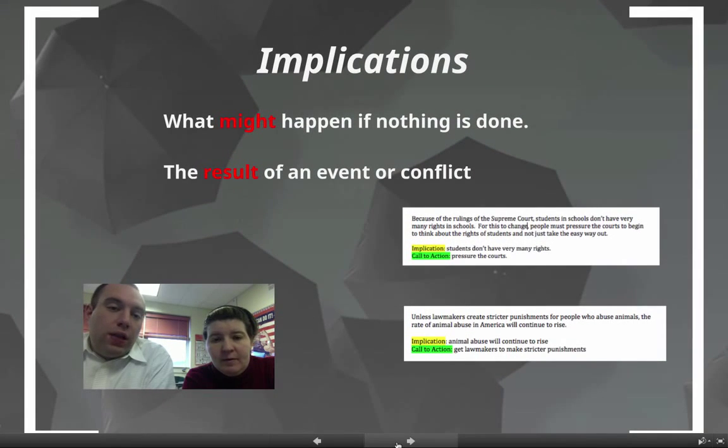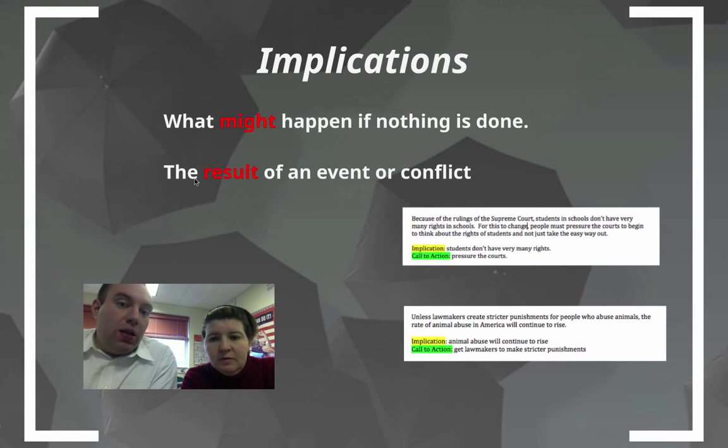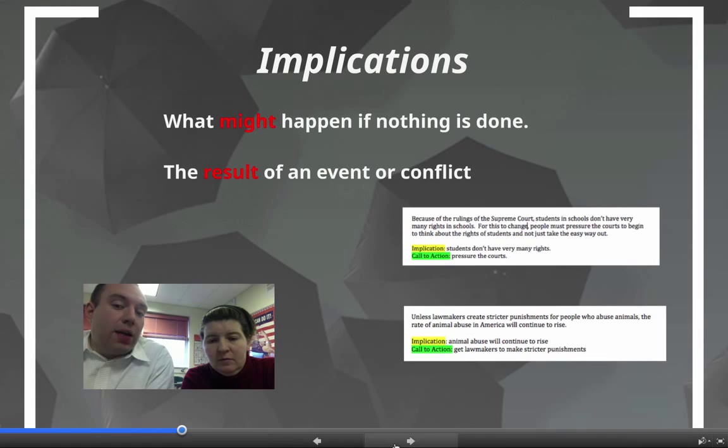Okay, so the first thing that the rubric mentioned was implications. So let me show you a couple of examples of how you can put implications into your call to action. An implication is what might happen if something is done or not done, or the result of an event or conflict. Like what's gonna happen. And this might be where you have to put your analysis in, because it might be your thinking about what's gonna happen next if something doesn't occur. It might not come from the text. So let me give you a couple of examples.